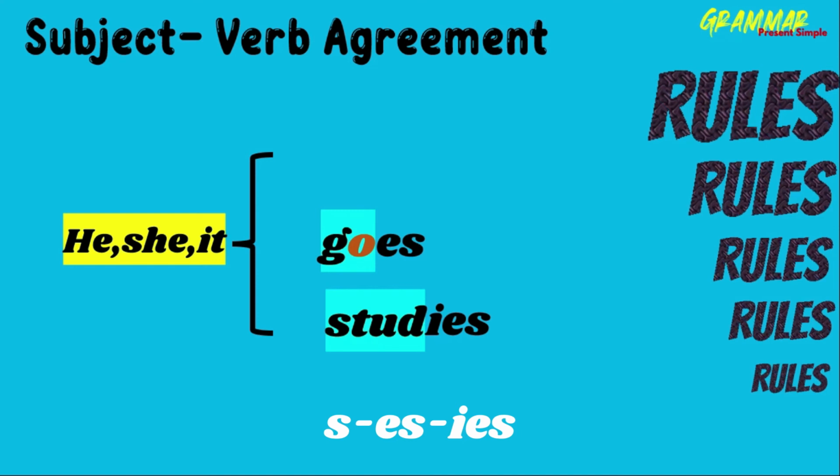She goes, it goes. The third rule is that basically anything other than the first two rules, we just add S. Plays, says, works, and so forth.